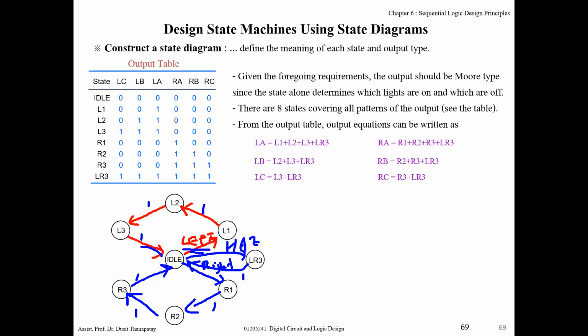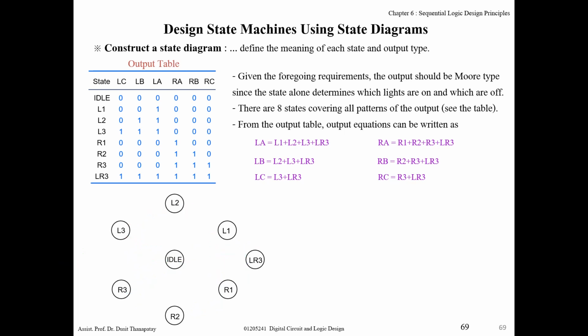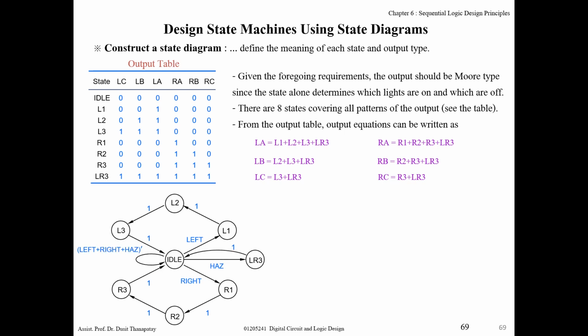And if no input is active, let me write with this one: input left not active, right not active, and hazard not active, it still stays at state idle. So by using this idea, maybe you can write the state diagram like this.